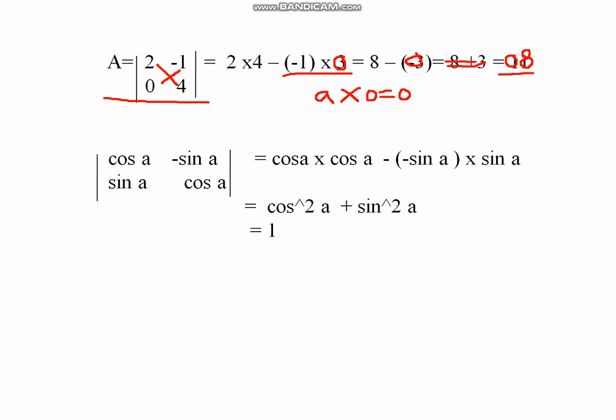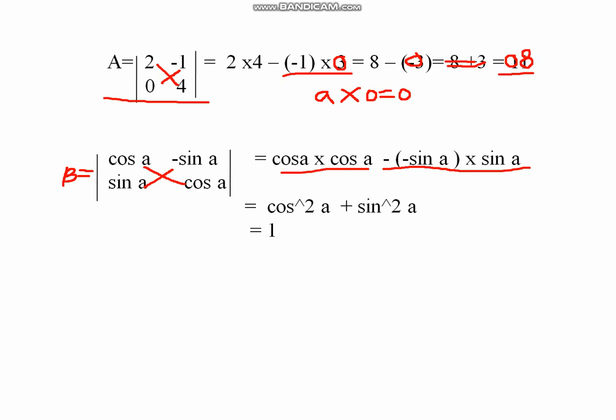Now next, find out the determinant of B matrix. We know the entries in matrices are either functions or numbers. So see here, cos A, minus sin A, sin A, cos A. This is a 2 cross 2 matrix. Now find out the determinant of this 2 cross 2 matrix. So cross multiplication: cos A into cos A minus sin A into minus sin A. Okay, cos A into cos A minus sin A into sin A.